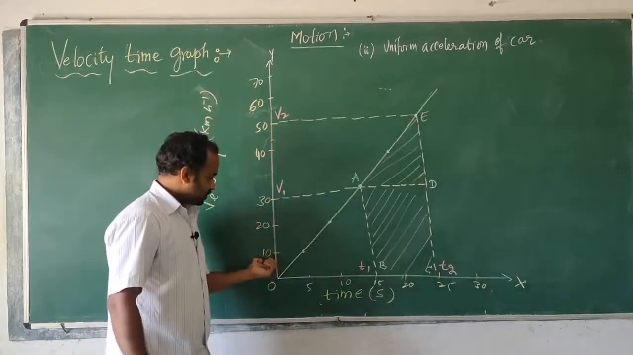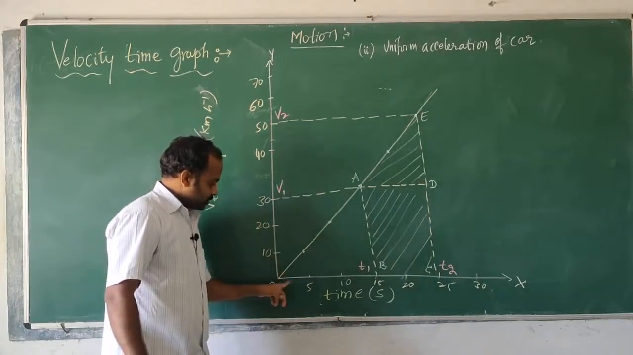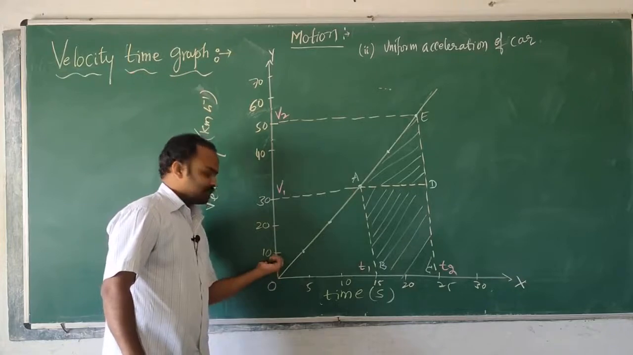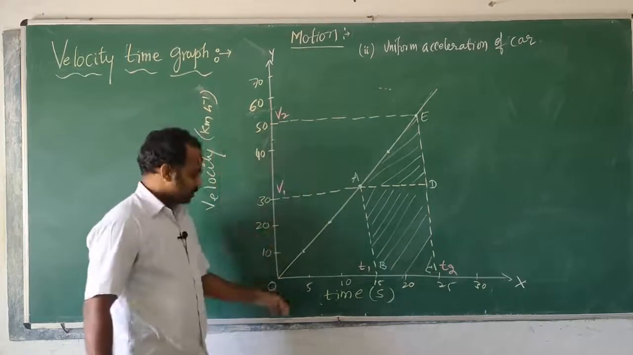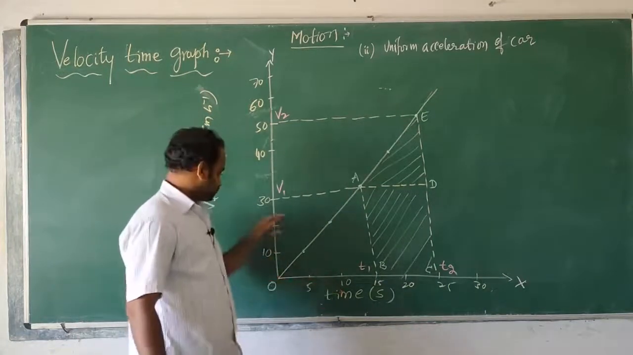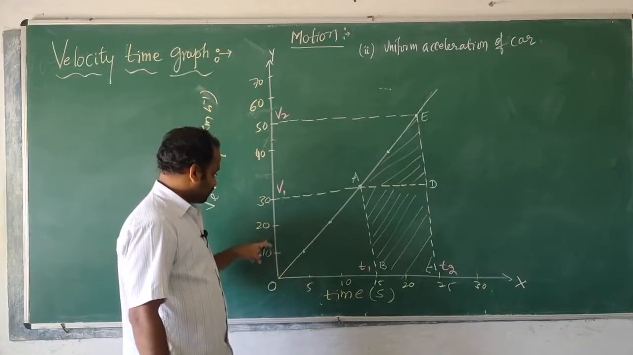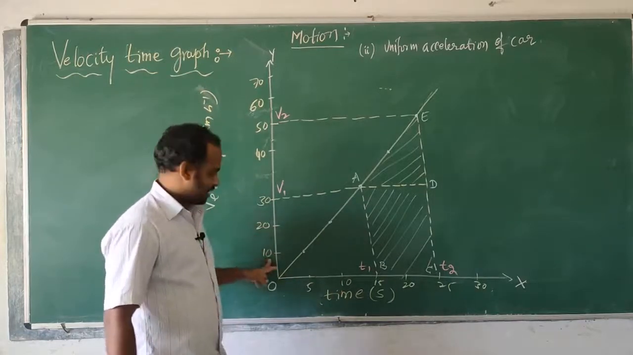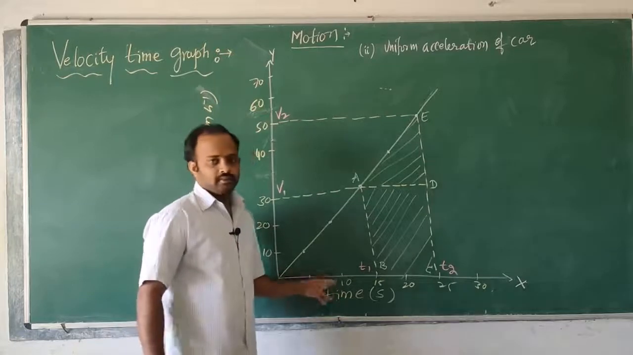Okay. Here what is taken? Look here. From 0 to 5, it is 10 km per hour. From 5 to 10, it is 10 km/h, meaning 20 minus 10 is 10, 10 minus 5 is 5.